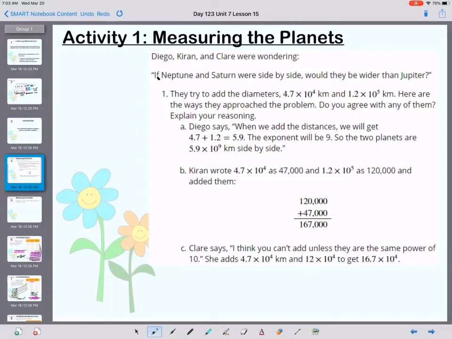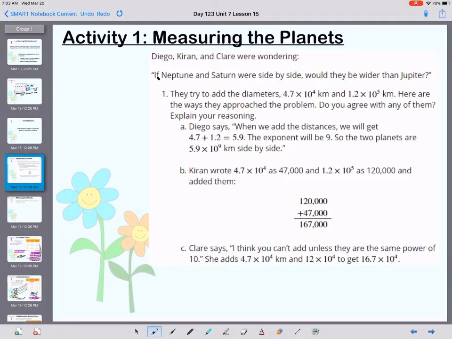So Diego says that when we add the distances, we will get 4 7/10 plus 1 2/10 to give me 5 9/10. And then the exponent would be 9. So the 2 planets are 5 9/10 times 10 to the 9th. So this is a similar thinking process to multiplication and division of scientific notation, but we cannot do that with addition and subtraction. When you are working with multiplication and division of scientific notation, you can just work with their coefficients, you can apply the exponent rule, and then you're done.